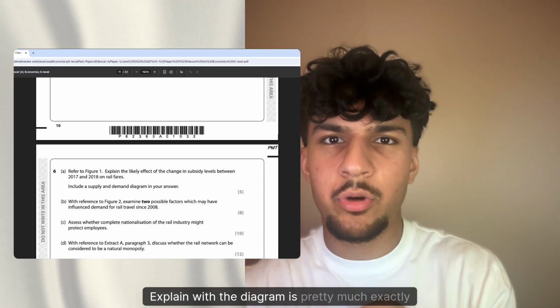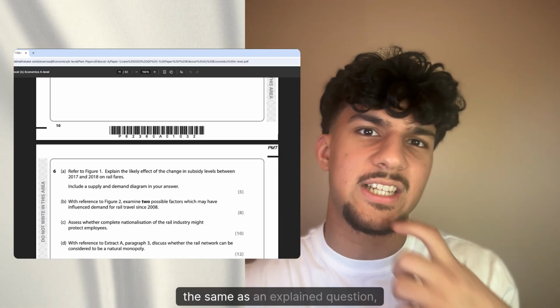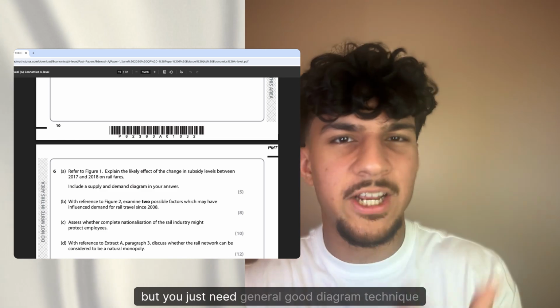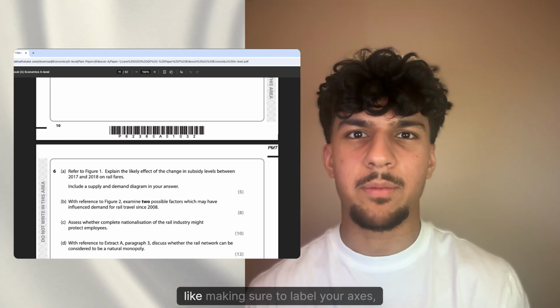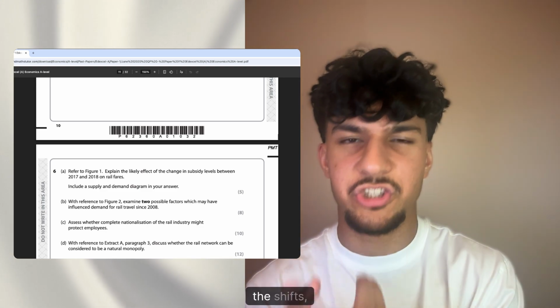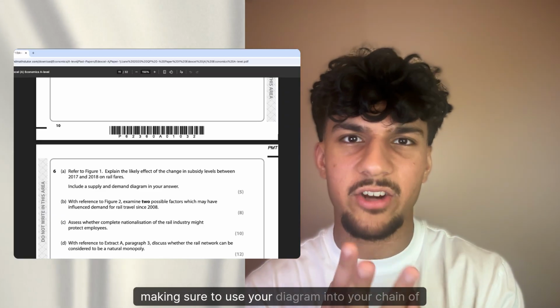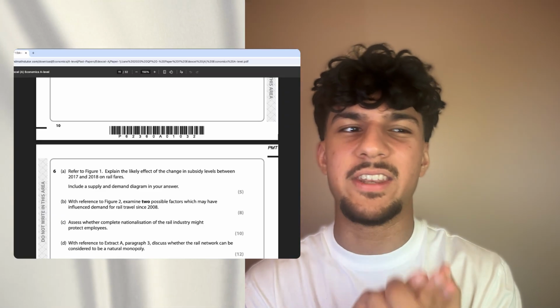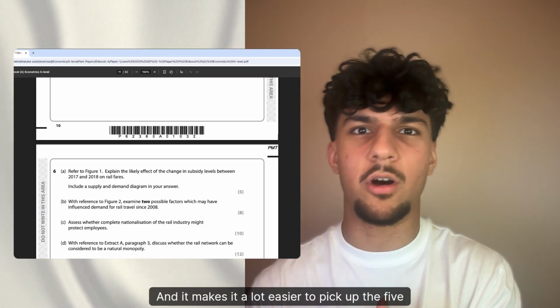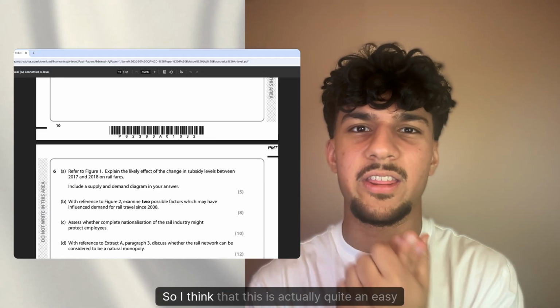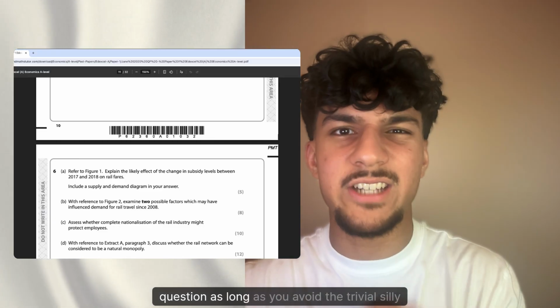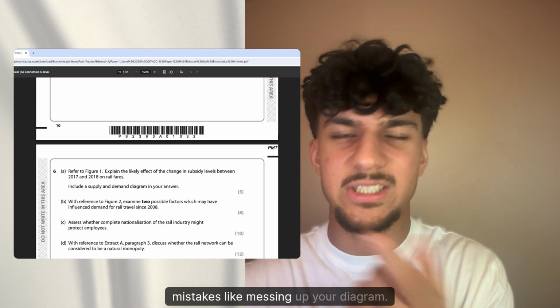Explain with a diagram is pretty much exactly the same as an explain question, but you just need general good diagram technique, like making sure to label your axes, the shifts, making sure to use your diagram in your chain of analysis, and it makes it a lot easier to pick up the 5 marks when you have a diagram. So I think that this is actually quite an easy question, as long as you avoid the trivial silly mistakes like messing up your diagram.